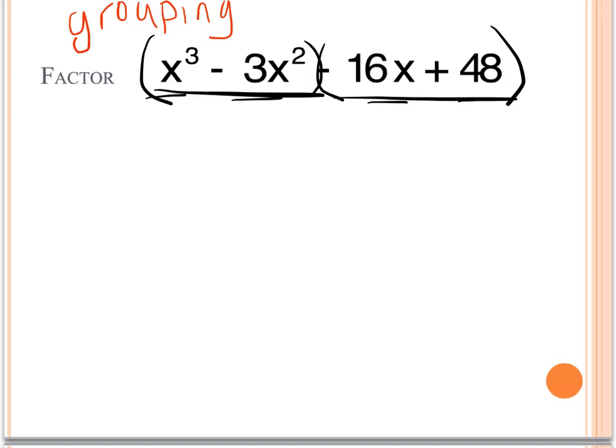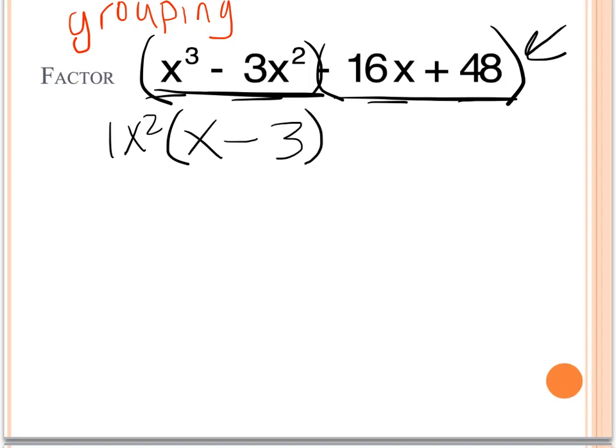So if we look at the first group, I've got no number in front of the x cubed except for a 1, so I can factor out a 1. And then I have x cubed and x squared, so out of the first one I can factor out an x squared. When I factor out x squared, I'm going to be left with x minus 3. Now if we look at the second one, our goal is to get some sort of factor that looks like this. Now if we look here, we have a subtraction sign here, so 99% of the time we want to factor out a negative something because we want that first term to be a positive. So I can factor out a negative 16.